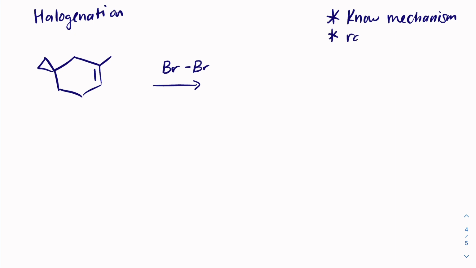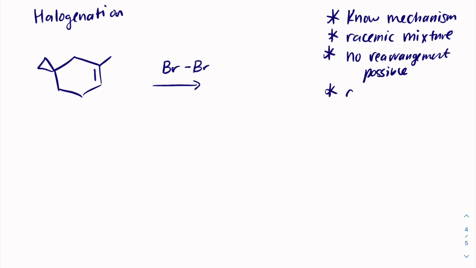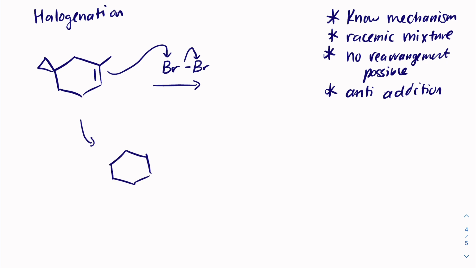And we're going to get a racemic mixture. Benefit of this is there's no rearrangement possible. And it's going to be anti-addition. So our nucleophile double bond attacks one of the bromines. Even though bromine's nonpolar, bromine has such a large polarizable electron cloud that at times one of the bromines could be delta positive for just a fraction of a second.